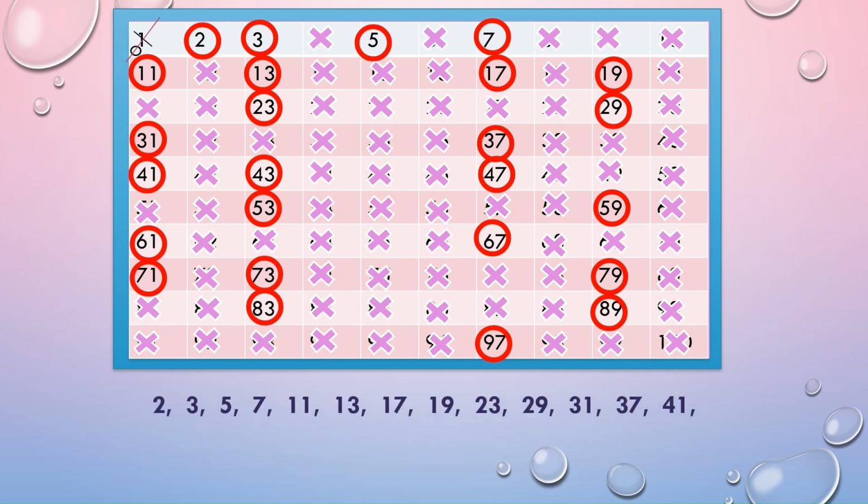So all the numbers that we have circled are the prime numbers. So did you see how we use the sieve of Eratosthenes? We wrote all natural numbers from 1 to 100, and slowly we started removing all the numbers which are not prime numbers. And what is left behind are the prime numbers. So can you see that? These are all the prime numbers between 1 and 100.